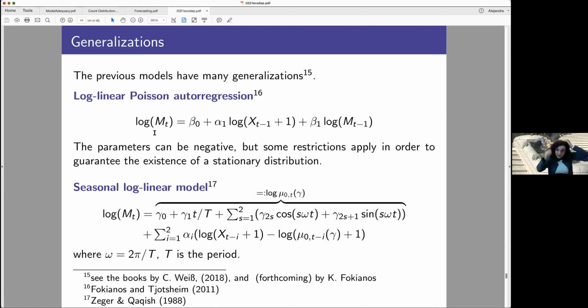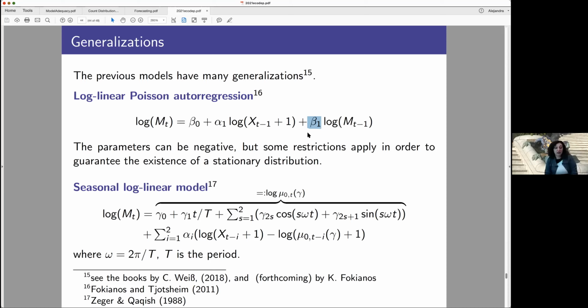In order to guarantee the existence of a stationary distribution, of course, you have to ask for certain things. For instance, in the case of this model, you have to ask that the sum of alpha and beta is in absolute value smaller than 1 if alpha and beta have the same sign, and otherwise that alpha squared plus beta squared be smaller than 1. I'm quoting by heart, so maybe I am mistaken, but I guess this is it.